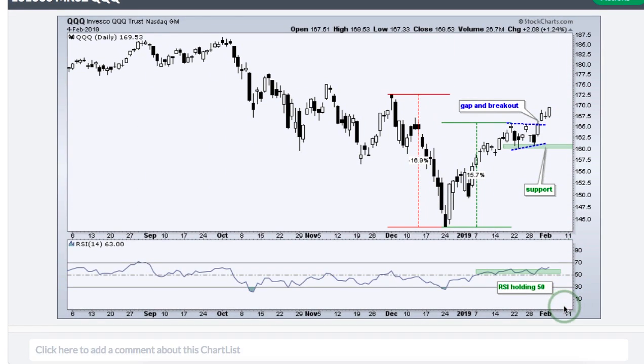When we look at QQQ, we can see similar action here with a pennant breakout and a gap last week. So that would make 165 the first level. If you go below that level, then you're getting some cold feet here on the bounce. But as far as support from the prior lows, you need to move below 160, and RSI needs to go below 50 to reverse this short-term uptrend.